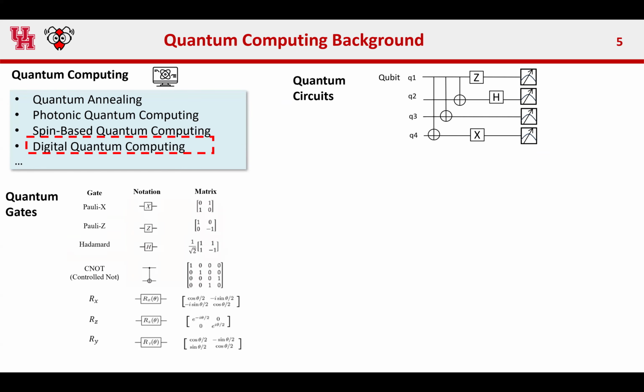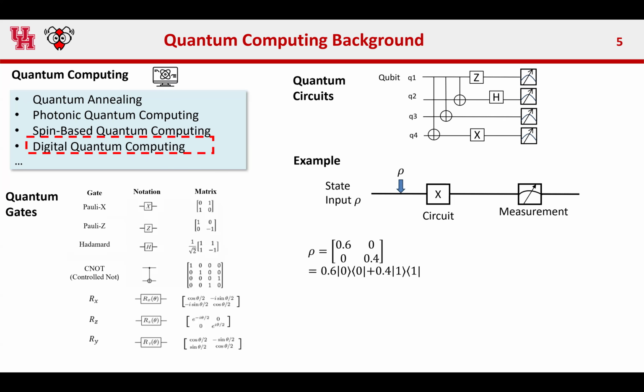If these gates are placed in a special sequence, they construct a quantum circuit. Here is an example of what a quantum circuit looks like. This is a 4-qubit circuit, and we can see there are many gates. I know it's still a little abstract, so I give you an example to show the whole process of how quantum computing calculates. Now we have a quantum state input, which we assume is rho, and here is its matrix. When rho passes through a circuit with an X gate, it turns into rho prime, and here is its calculation.